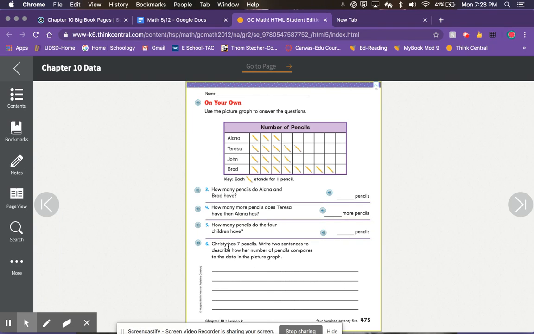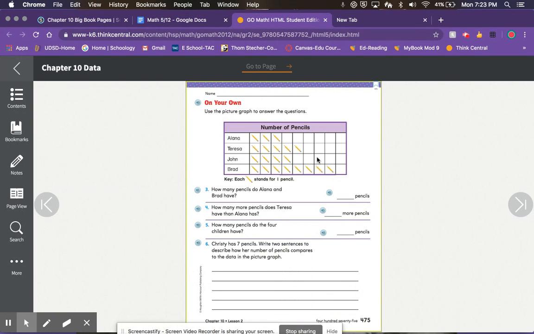This one says, Christy has 7 pencils. Write 2 sentences to describe how the number of pencils compares to the data in the picture graph. All right, so Christy is not on here. If we put Christy on the graph, it wants to know, how would her number compare to the data? Would Christy have more than someone? Would she have less than someone? Would it be equal to someone? Could it change all of this data? Would it add to what these kids have?